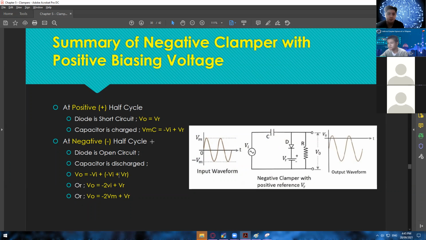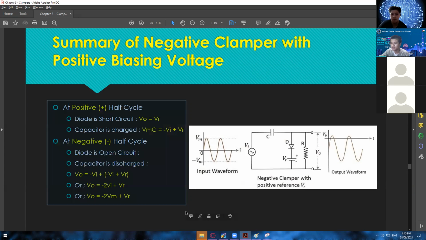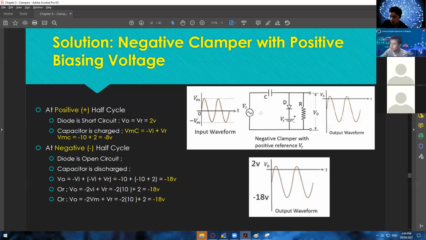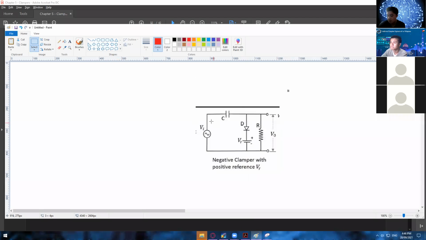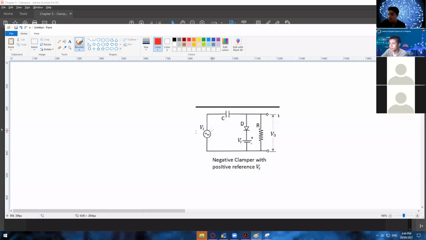Well anyway, let's have an actual example, since this gets confusing when there are no actual values. Let's have 10 volts, and then 2 volts for the reference voltage. Let's start with the positive half cycle first, since we want to make this forward bias and this capacitor will be charged. So let me just copy this one. So we have 10 volts and then 2 volts in here.